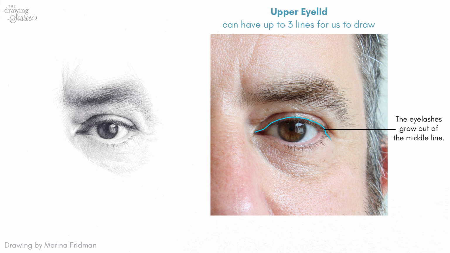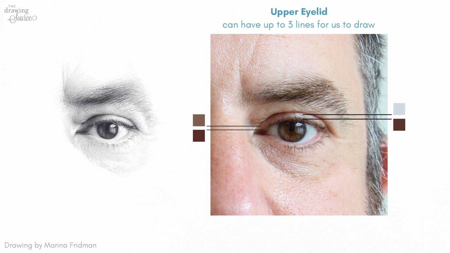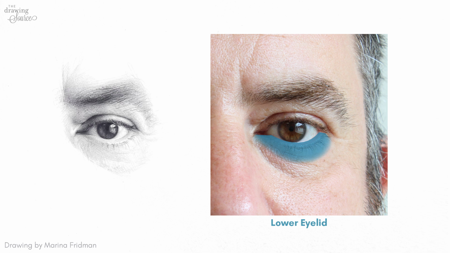The eyelashes grow out of the middle line that separates the front plane from the bottom plane. That's often very helpful in locating that angle change. When eyelashes are sparse or not very visible, we look for a value change instead, a difference in lightness and darkness between the two planes. The lower eyelid is similar.